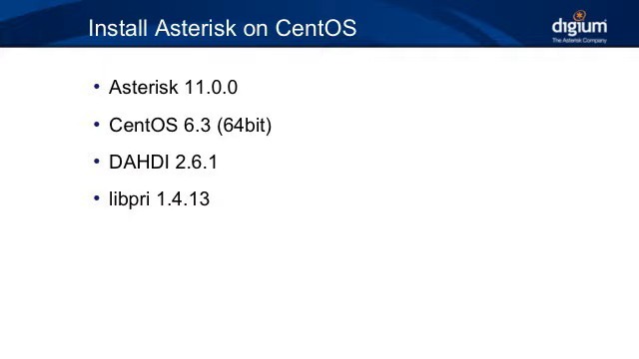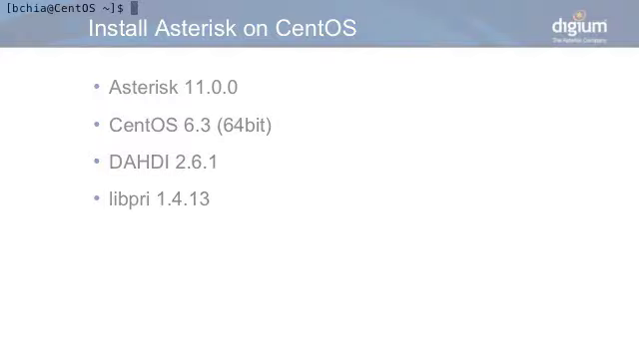In addition to Asterisk, I'll be installing DAHDI 2.6.1 and Libpri 1.4.13. DAHDI and Libpri are needed when you want to connect a PRI into Asterisk using a Digium T1E1 telephony hardware card. Now, even if you have a VoIP-only system, it's still alright to go ahead and install these packages, as they have a small footprint and then they'll be available if you choose to install a hardware card later on.